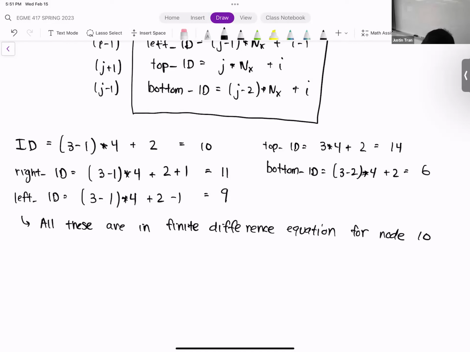Okay. And so let's go ahead and list these out. Starting with the right IDs, we have P11 plus P9 plus P14 plus P6 minus 4 times P10 is equal to 0.